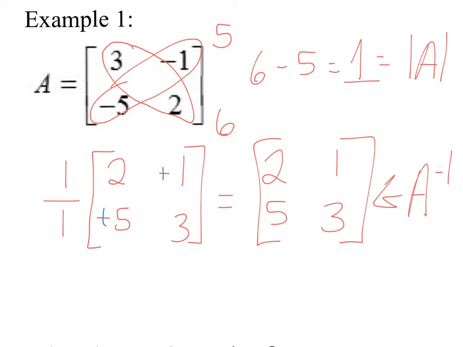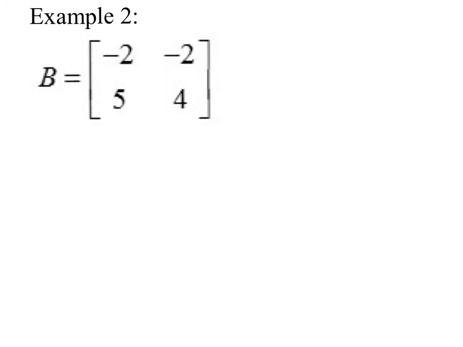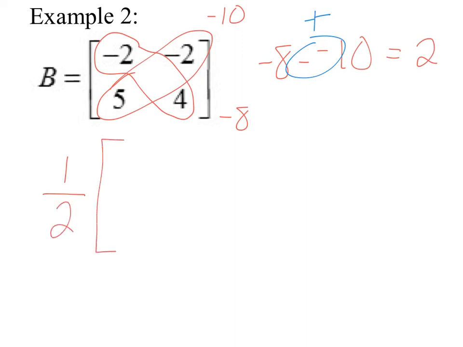Okay? But let's look at example 2 here, or matrix B, because this one does not have a determinant of 1, so that you can see both examples. So in this case, -2 times 4 gives you -8, and 5 times -2 gives you -10. So -8 minus a -10, remembering that subtracting a negative gives you a positive, gives you a positive 2. So I'm multiplying by 1 over my determinant of 2 times my matrix rearranged.